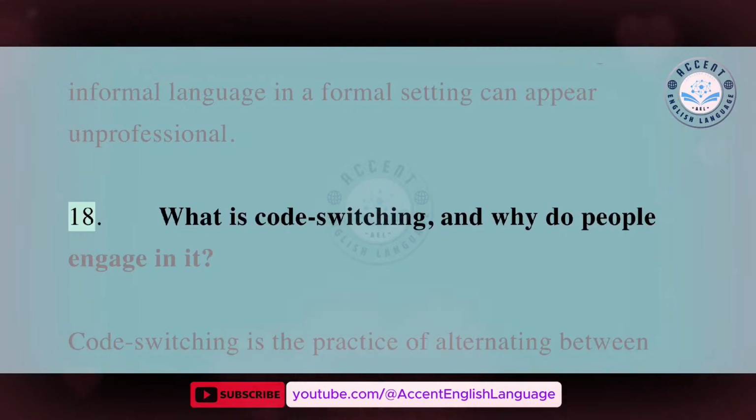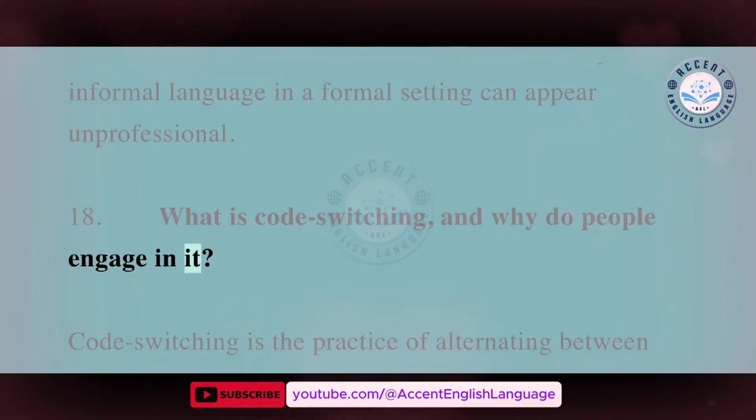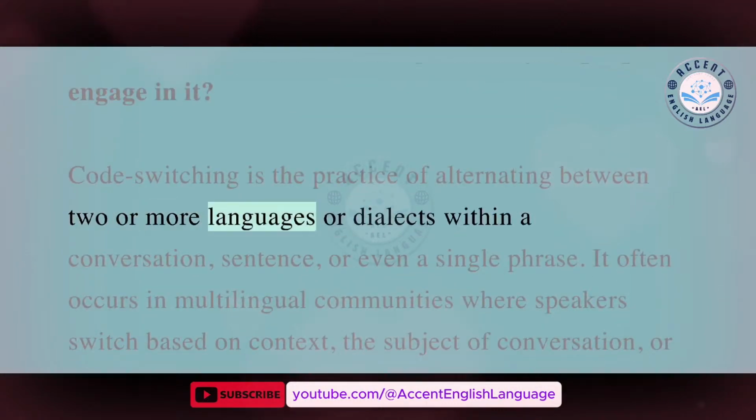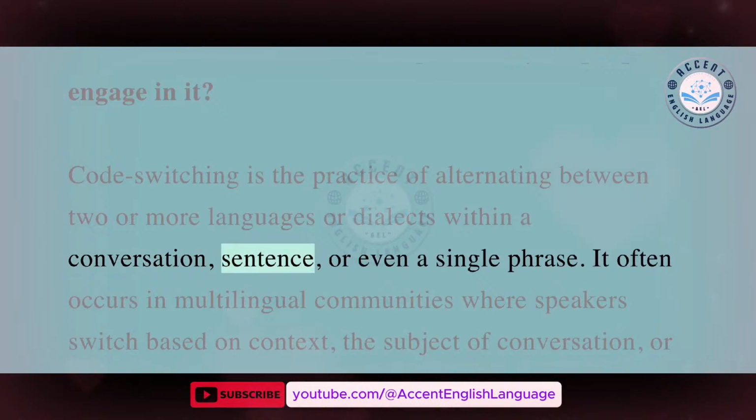18. What is code switching, and why do people engage in it? Code switching is the practice of alternating between two or more languages or dialects within a conversation, sentence, or even a single phrase.